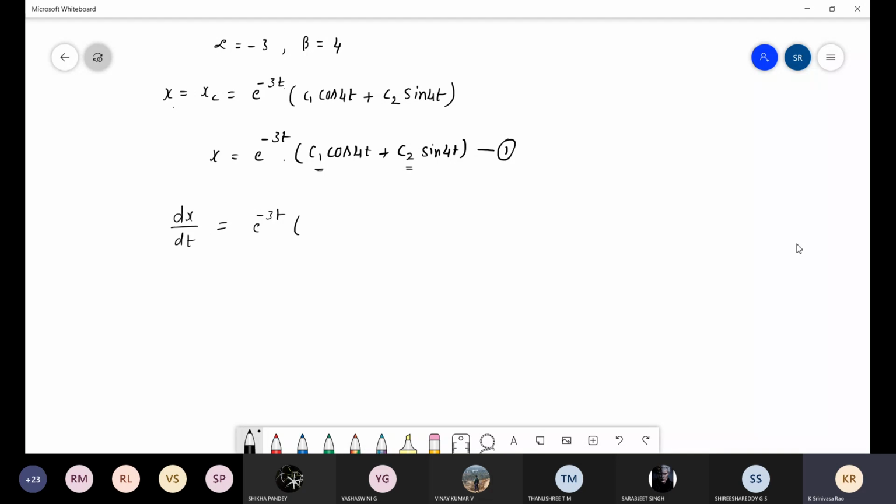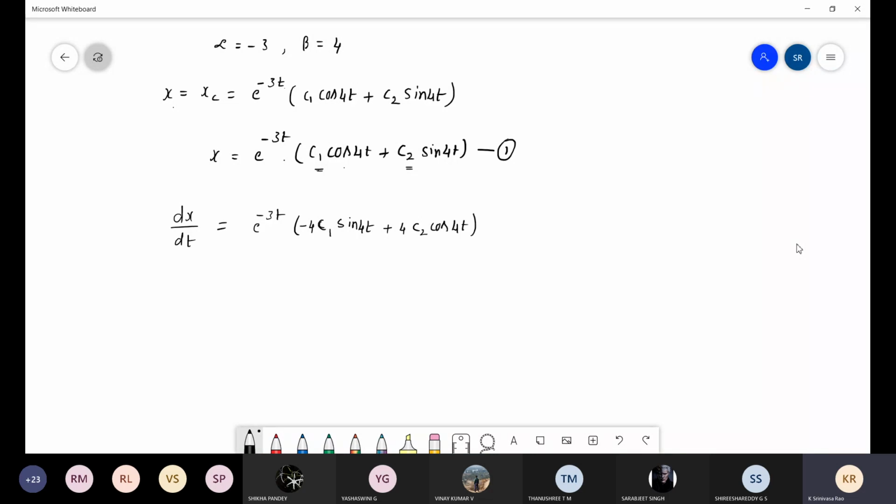Now, the first function e power minus 3t. What is the differentiation of the first term? C1 is a constant, so I will write it like this. Cos 4t differentiation is minus 4 sin 4t. C1, the constant, stays as it is. Cos differentiation is minus sin, so that is plus. C2 stays as it is. But sin 4t differentiation is 4 cos 4t.